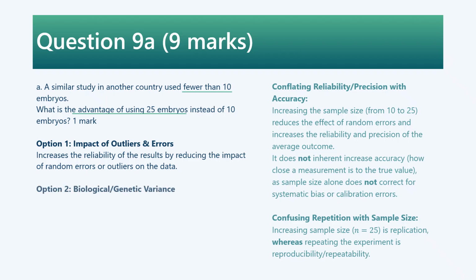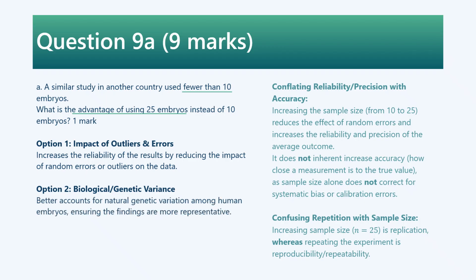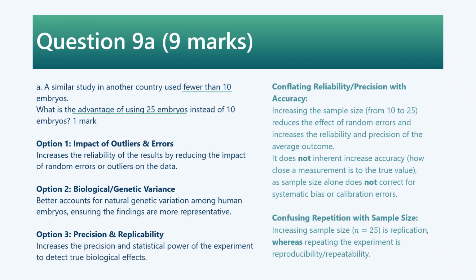Option 2, biological or genetic variance. Better accounts for natural genetic variation among human embryos, ensuring the findings are more representative. Option 3, precision and replicability. Increases the precision and statistical power of the experiment to detect true biological effects.